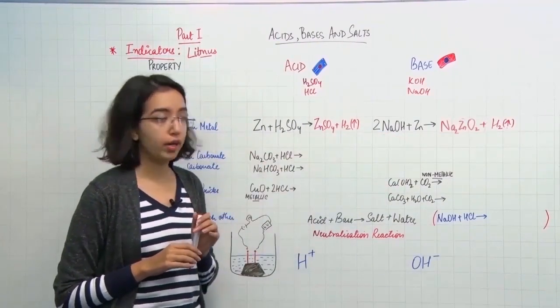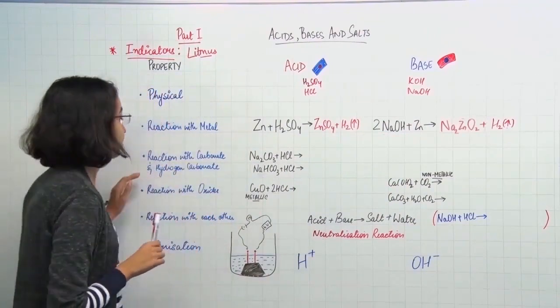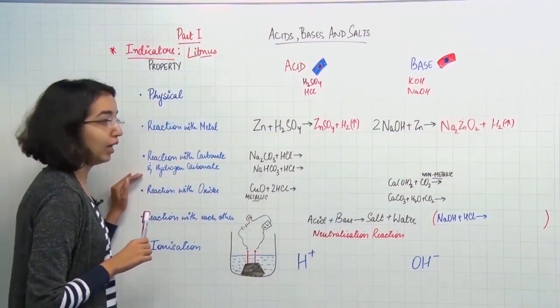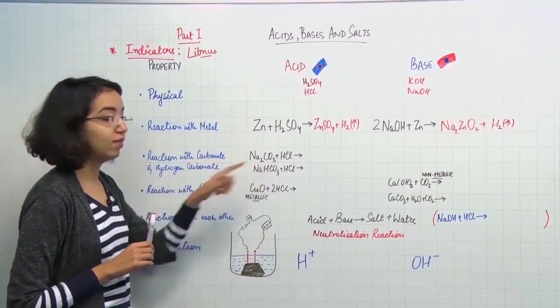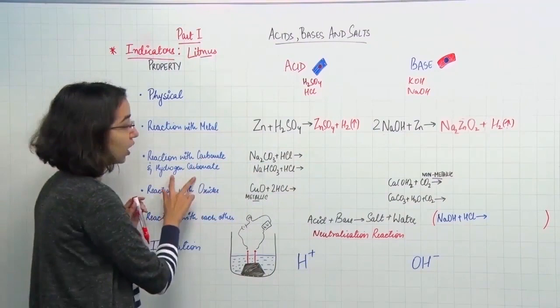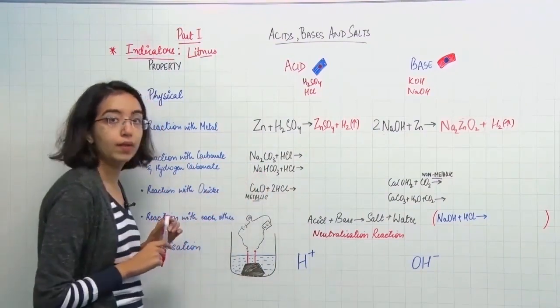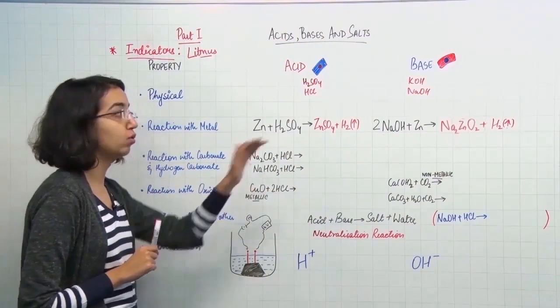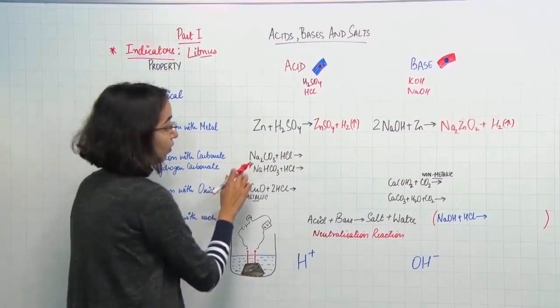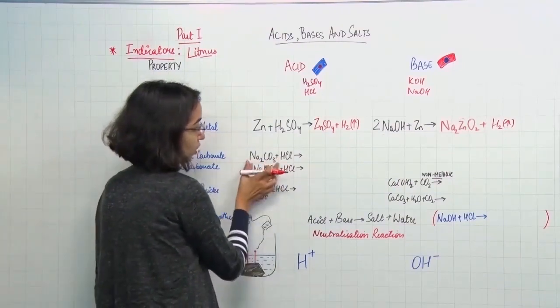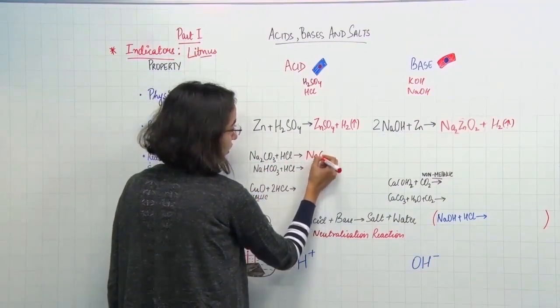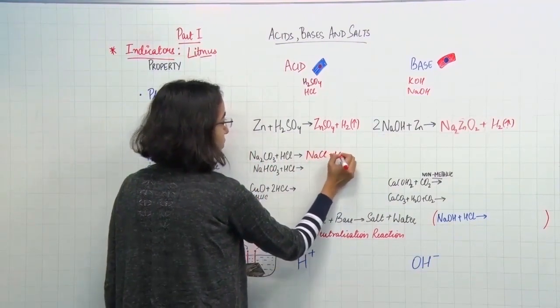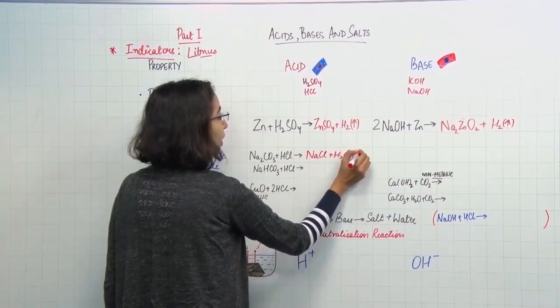Moving on to the next property, reaction with carbonate and hydrogen carbonate. Carbonates are compounds which have CO3 in the end, and hydrogen carbonates have HCO3 in the end. These compounds react with acids but do not react with bases. For example, Na2CO3, which is sodium carbonate, reacts with HCl to form a salt, NaCl, plus water plus carbon dioxide.